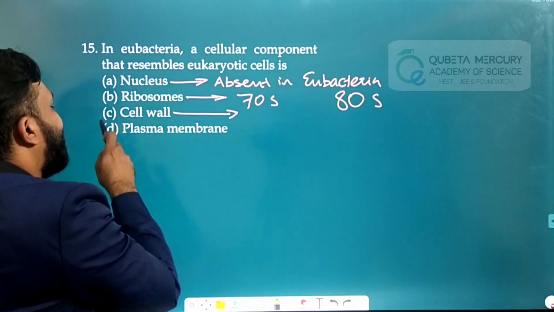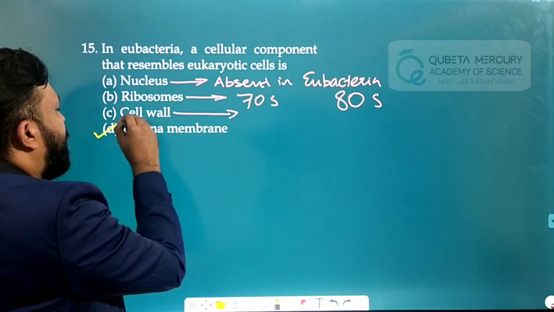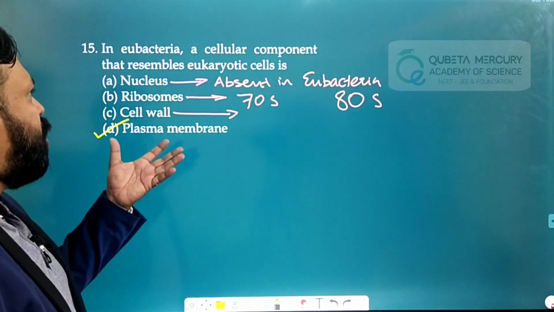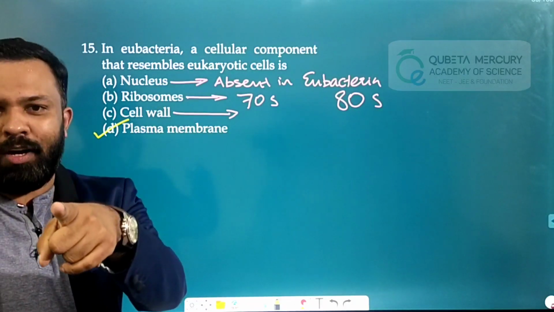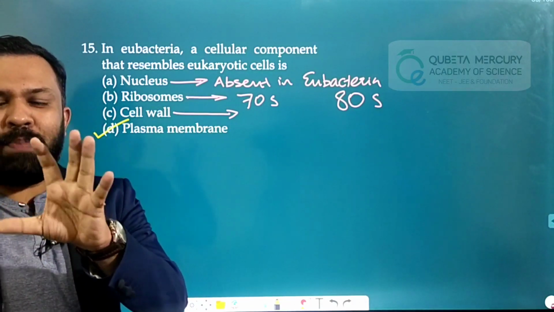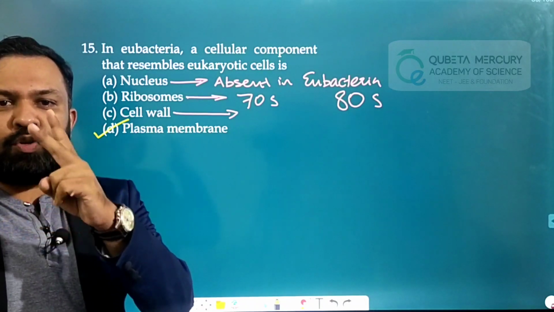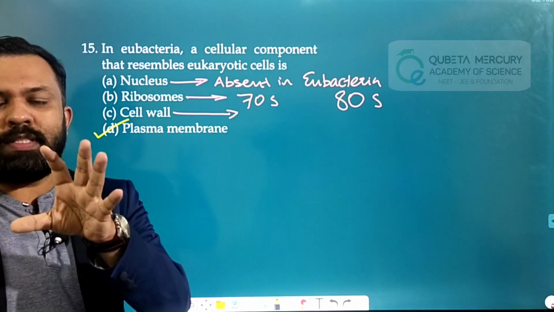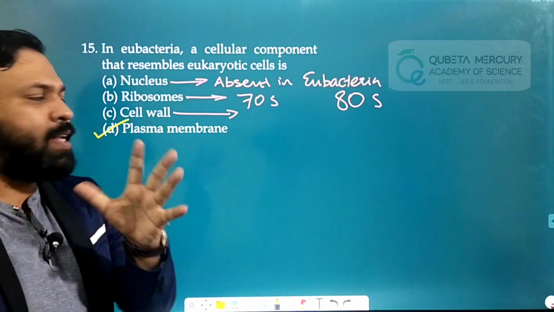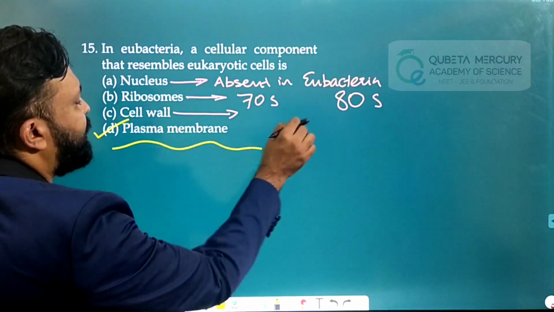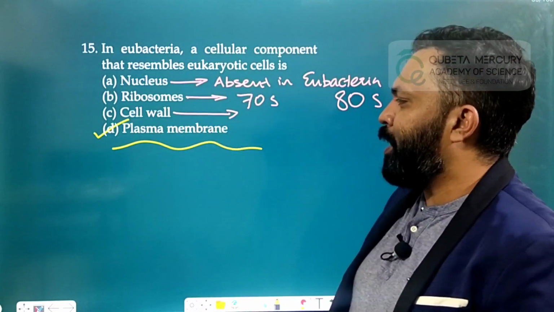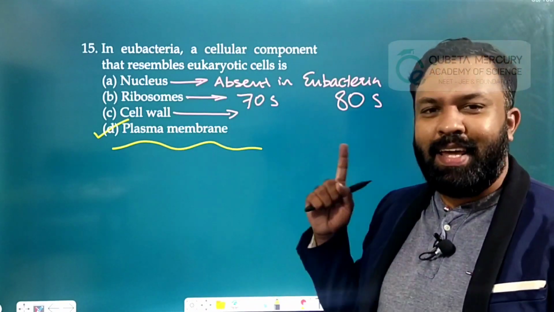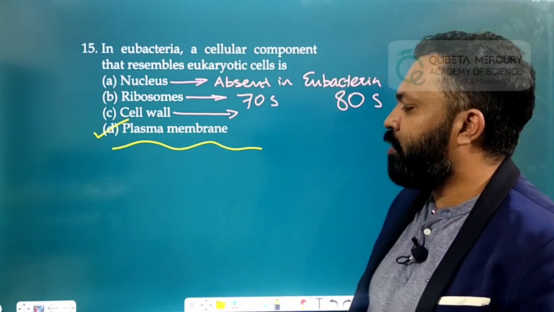So, the right answer for the question, in eubacteria, a cellular component that resembles eukaryotic cell is the plasma membrane alone. The plasma membrane, the lipid bilayer, right, made of two layers of lipids associated with the integral and peripheral proteins. The basic structure of that plasma membrane is the same in eukaryotes and prokaryotes. The right answer is option D from the chapter Cell, the Unit of Life.